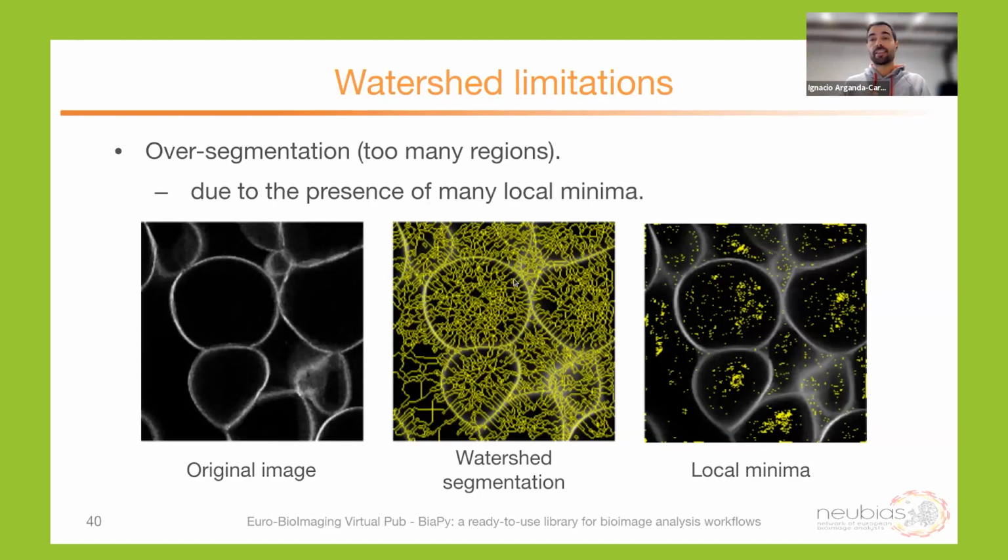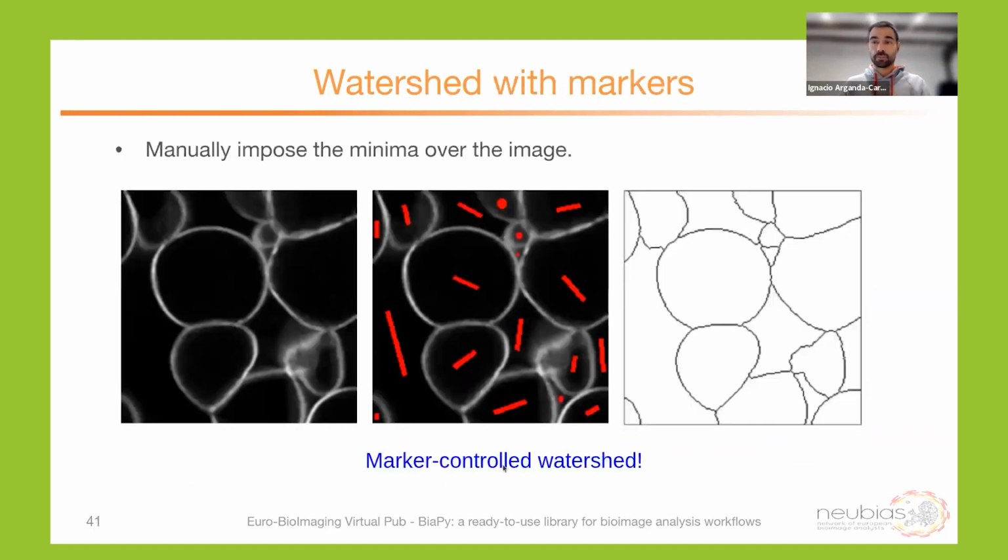Of course, this is something old, so they came up with a solution called marker-controlled watershed, where instead of calculating local minima, you impose from which pixels or voxels you're going to run the watershed flooding. So you have, hopefully, the perfect markers for every object, one marker per object, and you're going to end up with a perfect segmentation. How do we do this? We'll see next.